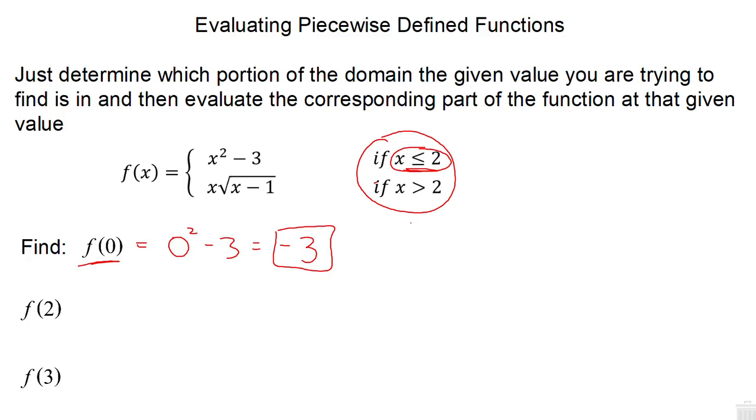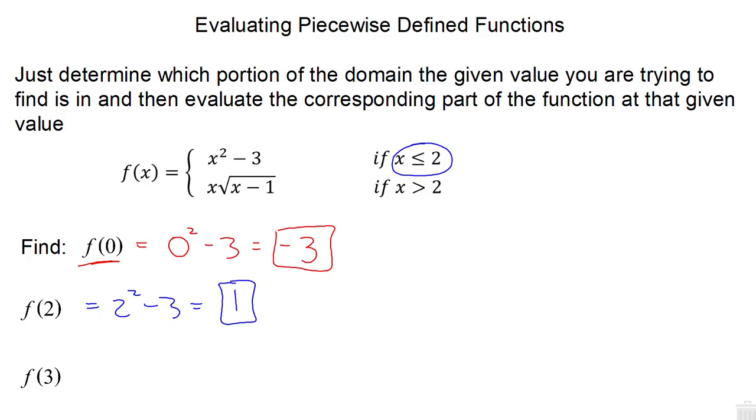If I'm looking for f of 2, once again, I just need to look at which piece of the domain that falls into. And so if I'm looking at f of 2, 2 is less than or equal to 2. So I'll again use the top piece of this. So I'll do 2 squared minus 3, which of course is 4 minus 3, or just 1.